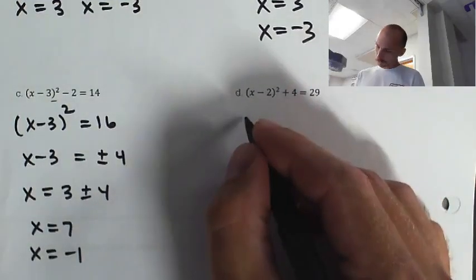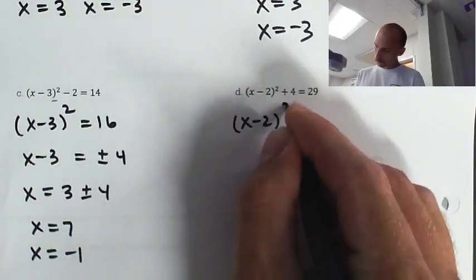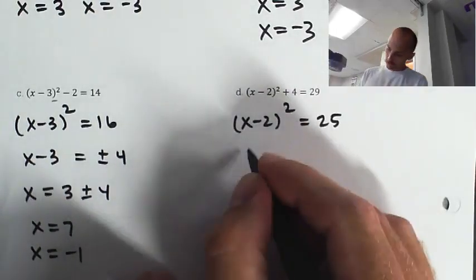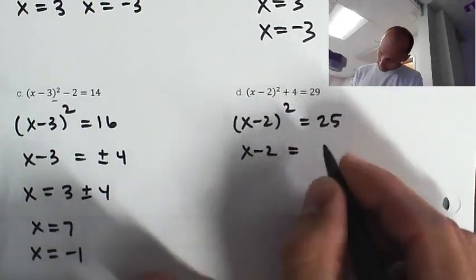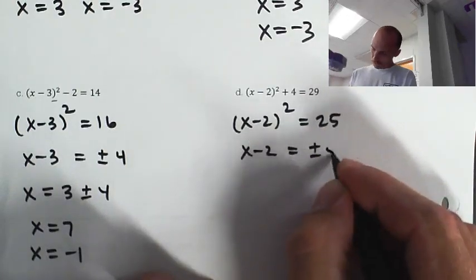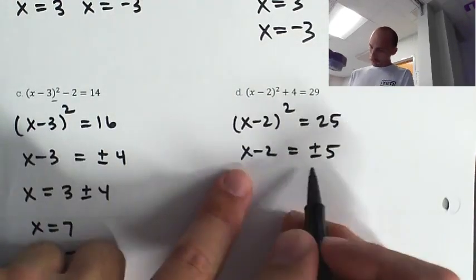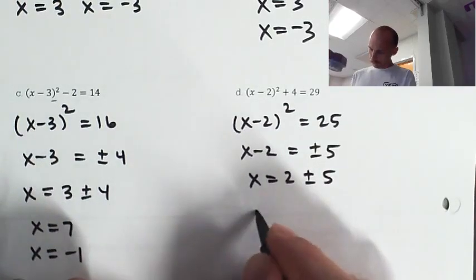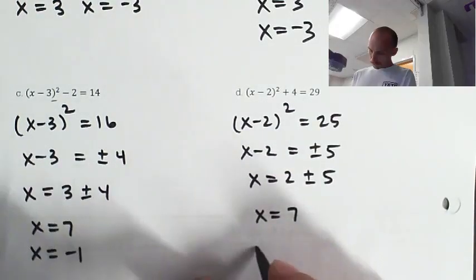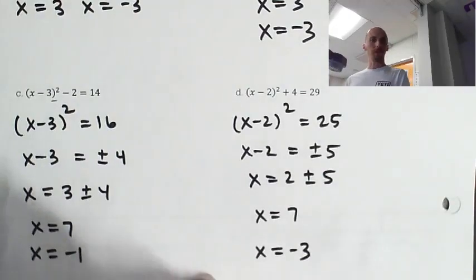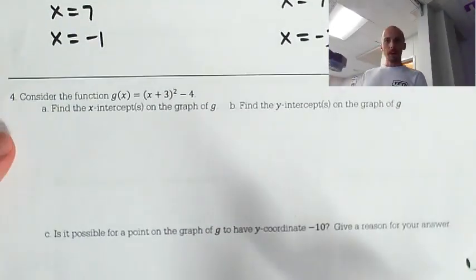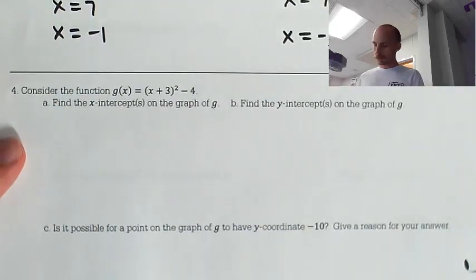This one looks very similar. x minus 2 squared plus 4 equals 29. I subtract the 4 first, take the square root, plus or minus 5. And then I will add 2 to both sides. Okay, if I have 2 plus 5, that would be 7. If I have 2 minus 5, that would be negative 3.